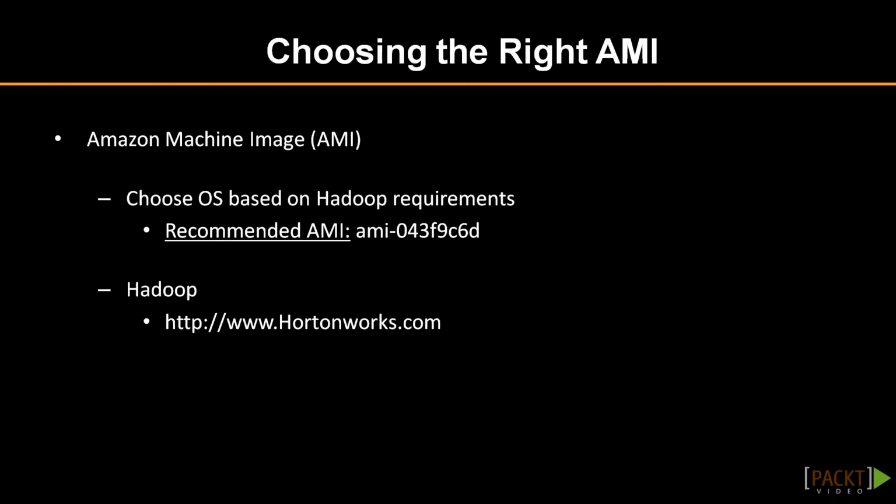When we talk about choosing the right Amazon Machine Image, we must make sure to choose the AMI based on the correct operating system. The operating system is going to be determined by the Hadoop requirements. For this video series, we will be using the Hortonworks distribution of Hadoop, or HDP, Hortonworks Data Platform, version 2.0.